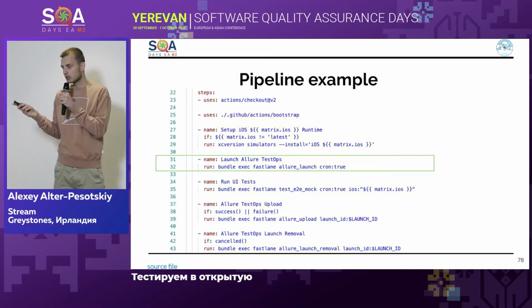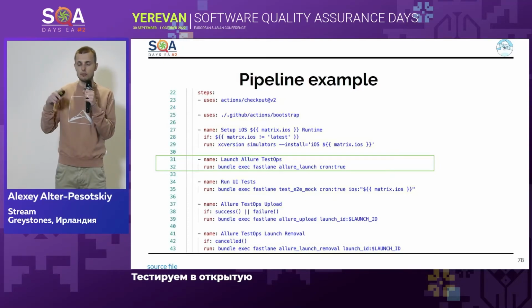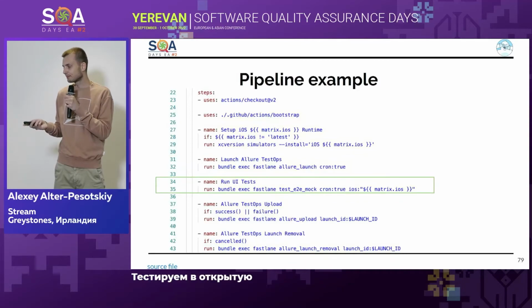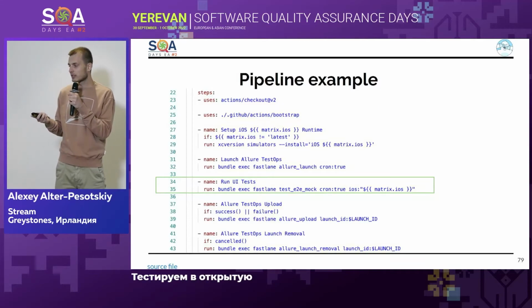Then we are launching Allure TestOps. As I said, everything is wrapped up in Fastlane. So under the hood, we are running Allure API to start the launch. Then we are running the tests again through Fastlane, providing two environment variables, cron and iOS version.